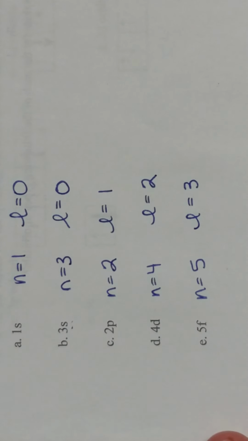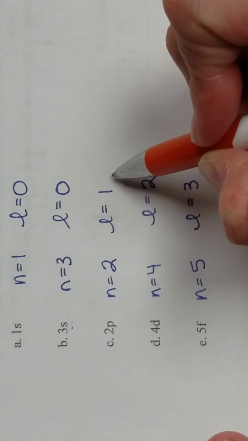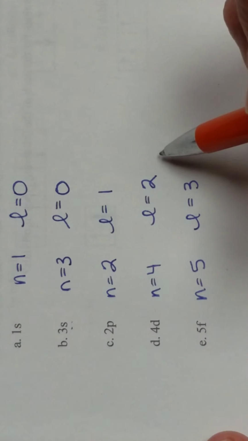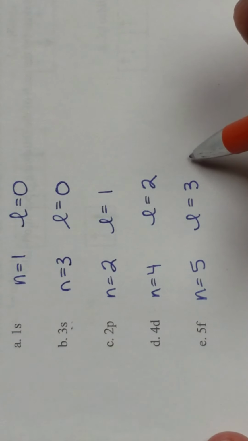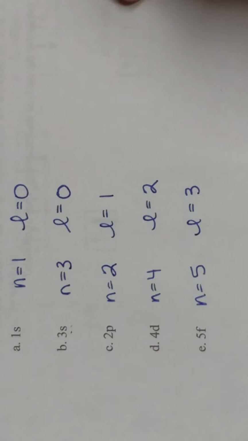Okay, so just keep in mind that an S corresponds to an L equal to 0. P corresponds to an L value of 1. D corresponds to an L value of 2. And F corresponds to an L value of 3.